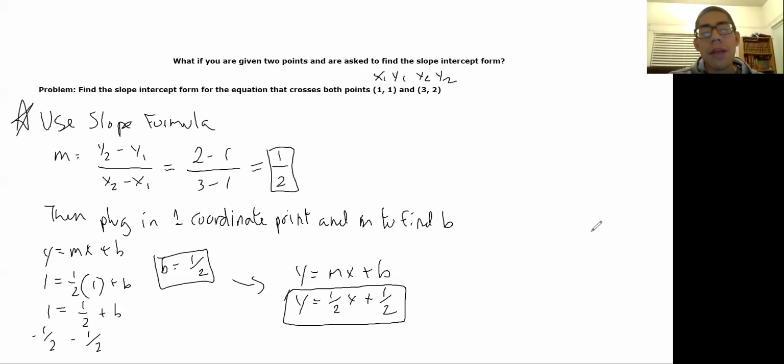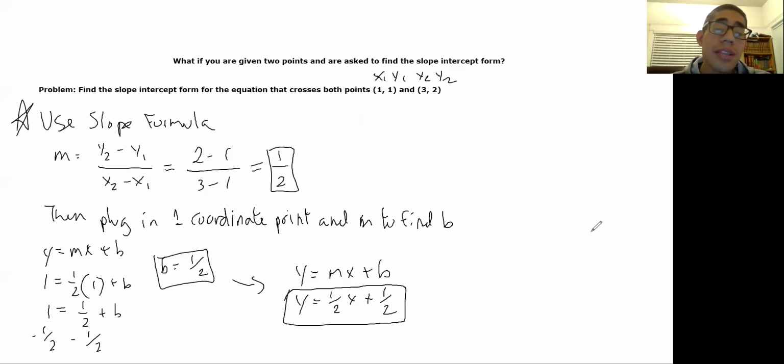Use the slope formula. Now, if you remember from then, the slope formula is m is equal to y2 minus y1 over x2 minus x1. If you notice, we're given 2 coordinate points, and I labeled one of them the first one, x1, y1. I labeled the second one, x2, y2. And I just put them into the formula, right?